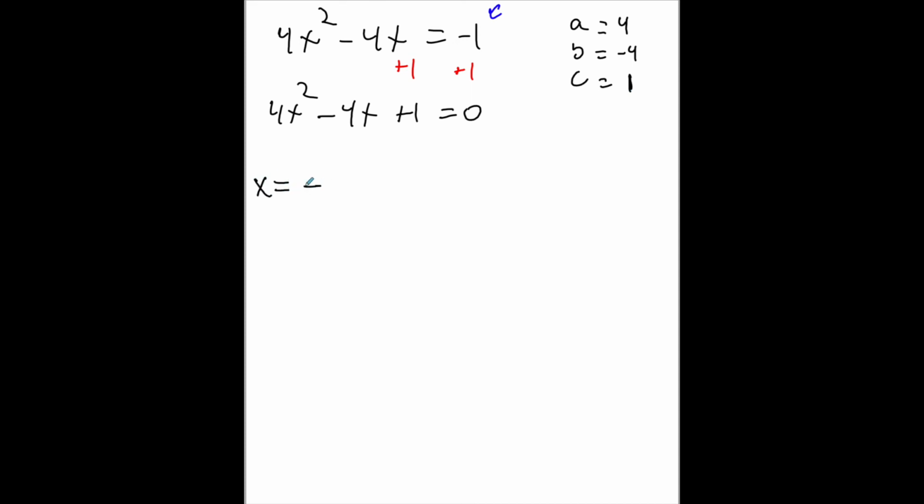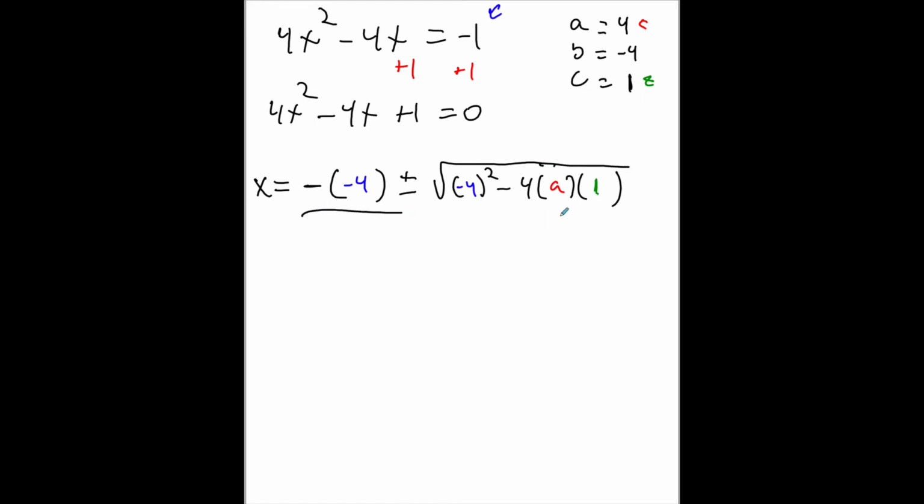X is equal to negative b plus or minus the square root of b squared minus 4 times the value of a times c, which is 1, all divided by 2 times 4.